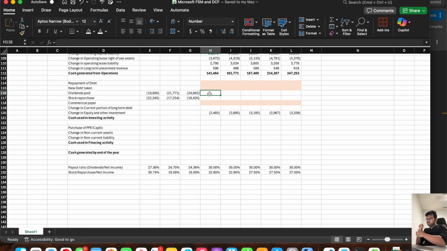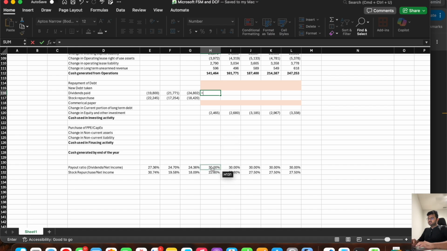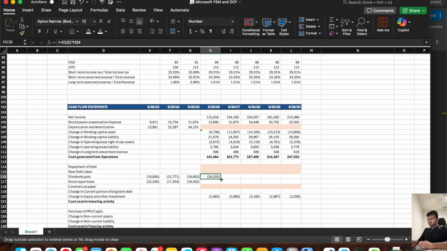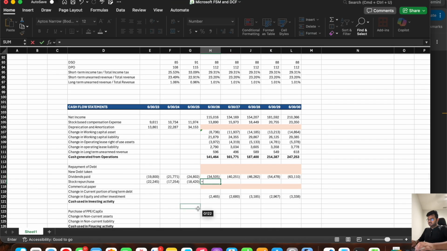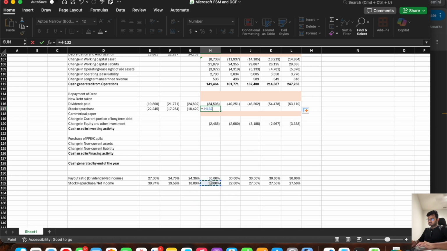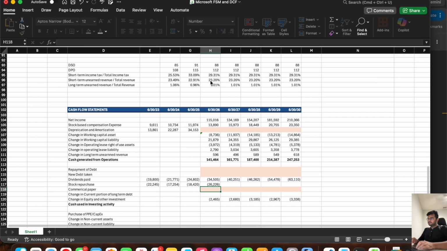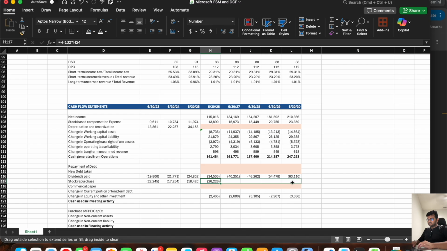So now we could do dividends paid. So now we know what is going to be the dividend payout ratio, and we know what is the net income. Multiply it and get the dividends paid. We'll put a negative and multiply it with the net income and forecast it. Similarly, we know the stock repurchase percentage. This number, multiply it with net income. Done.